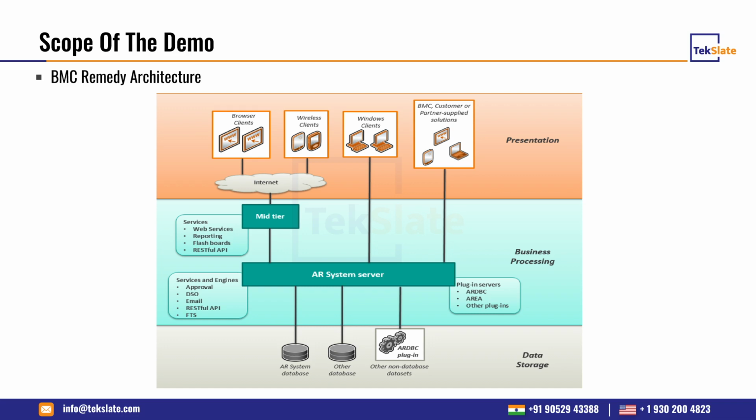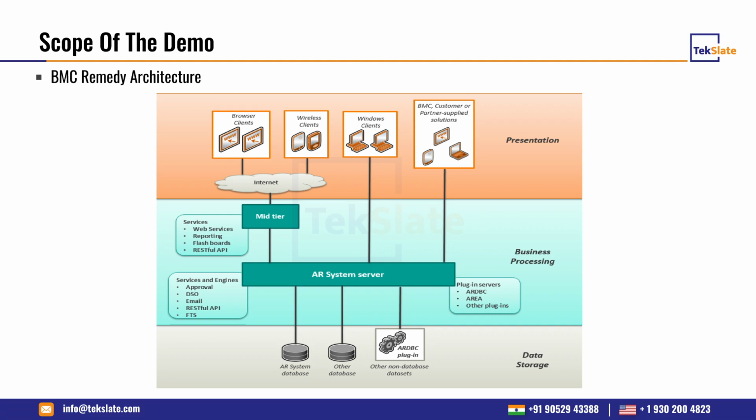If you see the diagram here, in business processing there are two components, which are specific to Remedy: the mid-tier and the AR System server. The mid-tier is the one which takes the input from the presentation, does the translation, and then sends it to the AR System server. The AR System server is our business processing engine here. It has different components like approval, DSO, email, RESTful API, FTS, etc. Each process does its own task, and all the processing, validations, permission models, and access controls are done in this business processing layer using the AR System server component. It is nothing but the Remedy platform.